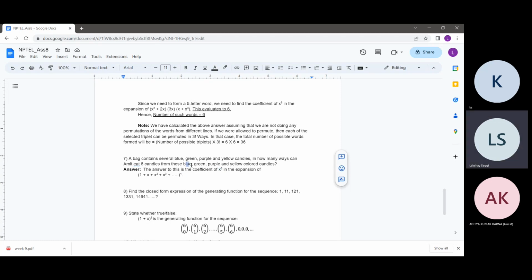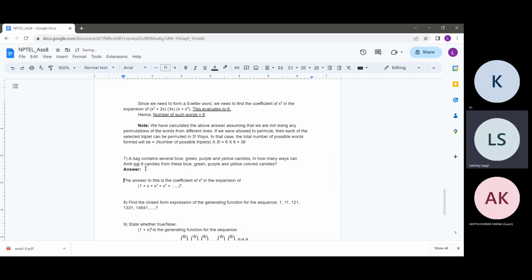And since there are 4 types of colors, I'll write that down also. Since Amit needs to eat 8 candies and there are 4 types of candies available, the answer to this is nothing but the coefficient of x to the power 8 in the expansion of (1 + x + x squared + x cubed up to infinity) raised to the power 4, because there are 4 types of candies.